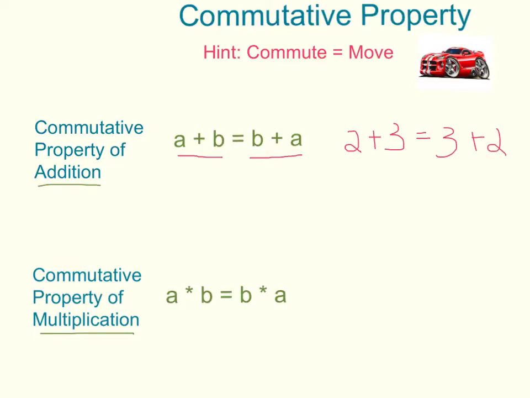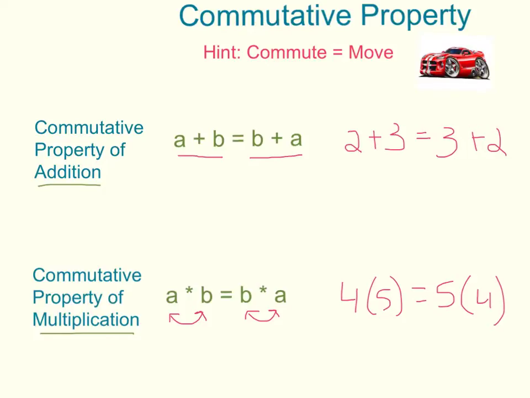Now, same thing with commutative property of multiplication. You can multiply in any order. So a times b is the same as if you were to switch it, b times a. So, for an example, 4 times 5 is 20, which is the same as 5 times 4. So, you can move the numbers around, and you'll still get the same answer.